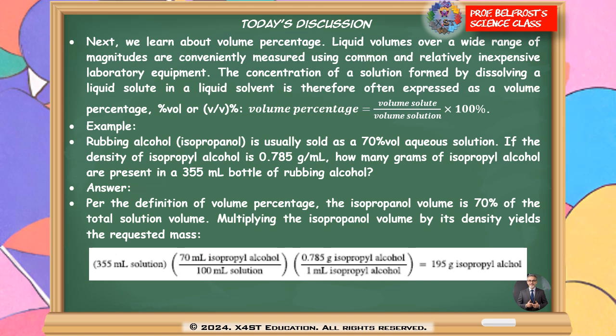Here's the example. We have isopropanol, which is usually sold as a 70% v/v aqueous solution, and the density of isopropyl alcohol is 0.785 gram per milliliter. How many grams of isopropyl alcohol are present in a 355 milliliter bottle of rubbing alcohol? By using the definition of the volume percentage as stated in the formula before, we can write it as shown. We have 355 times 70 over 100 milliliters times 0.785 grams over 1 milliliter of isopropyl alcohol. So it gives us 195 grams of isopropyl alcohol.